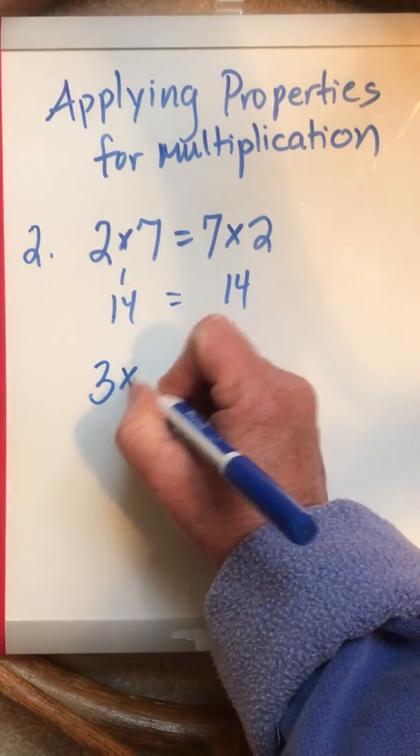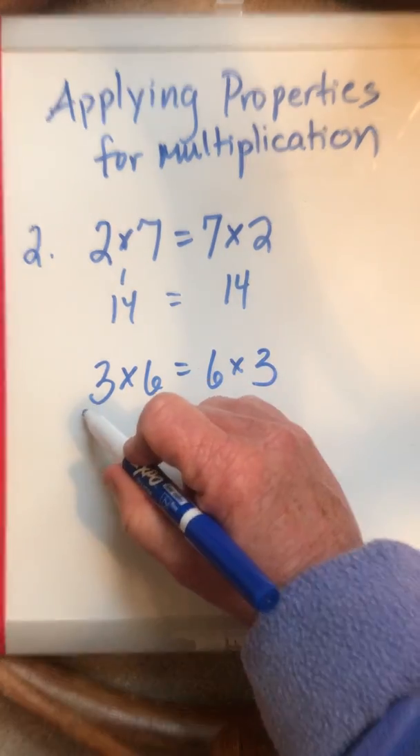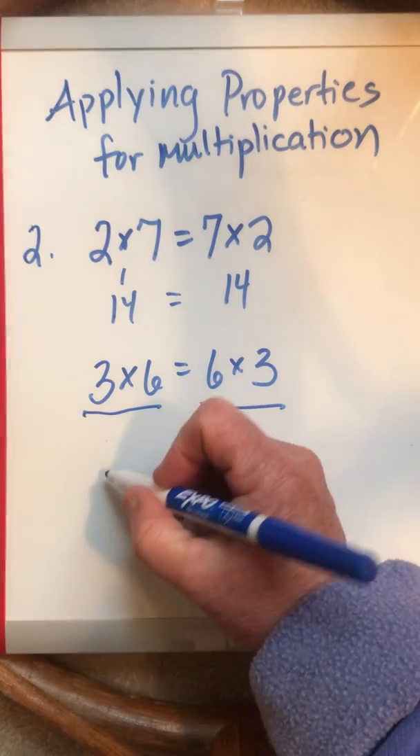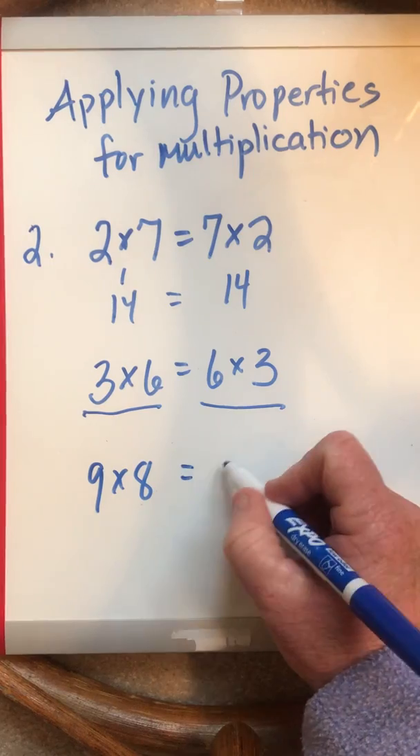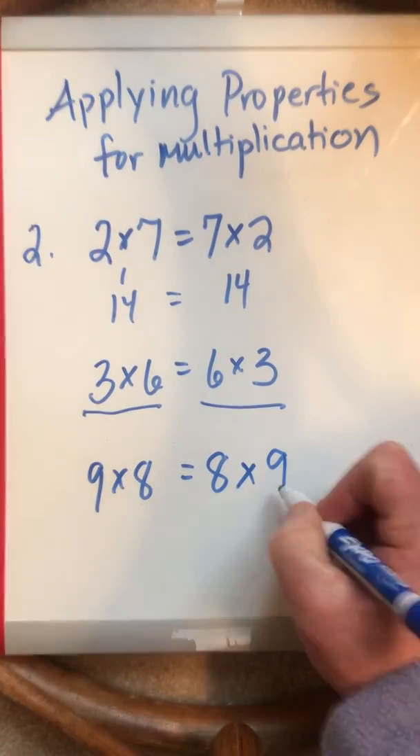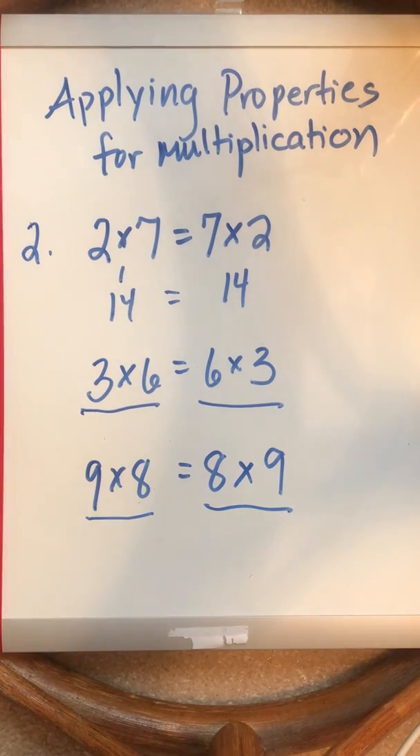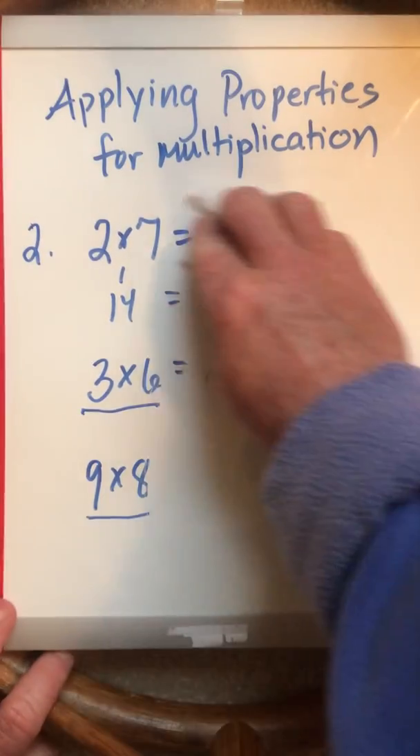So you could do 3 times 6, and that's going to be the same as 6 times 3, because both 3 times 6 and 6 times 3 are 18. You could do 9 times 8 equals 8 times 9. Both 9 times 8 is 72, and 8 times 9 is 72. So anytime you have the same numbers, you can change the order and you will still get the same number when we're talking about multiplication.